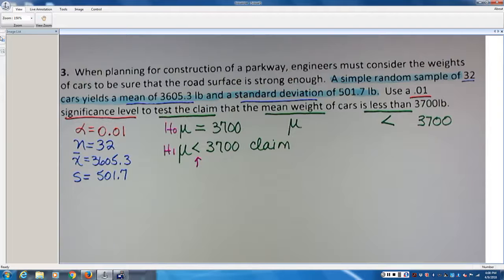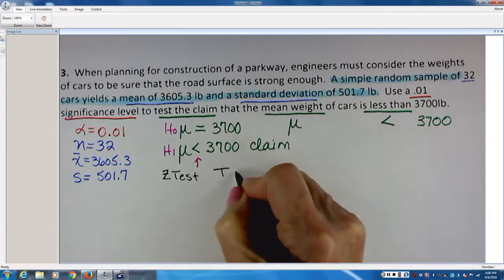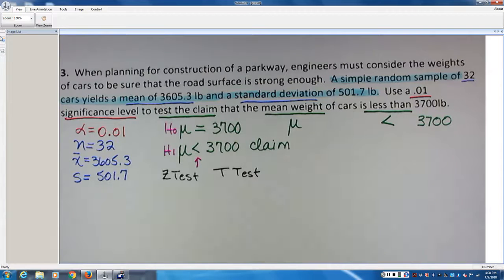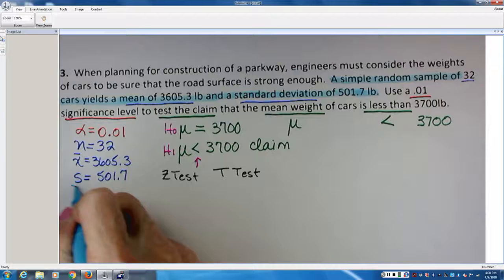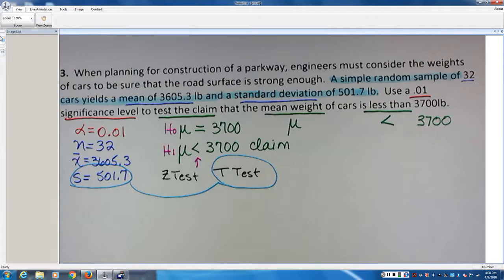Now we got to be the jury. The claim is about a mean. Therefore, we either choose z-test or t-test. Which is it? It's t, because we don't know sigma. We have S. Since we have S, we have to use the t-test. Then once we've made that decision, all we have to do is go to the t-test and answer the questions.